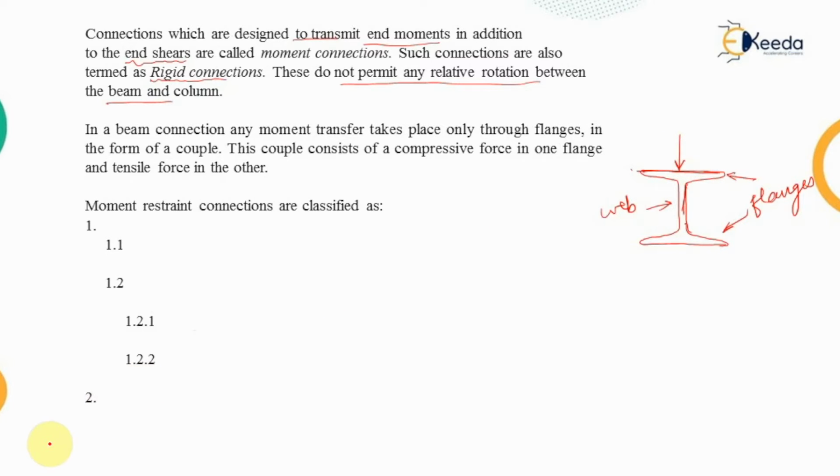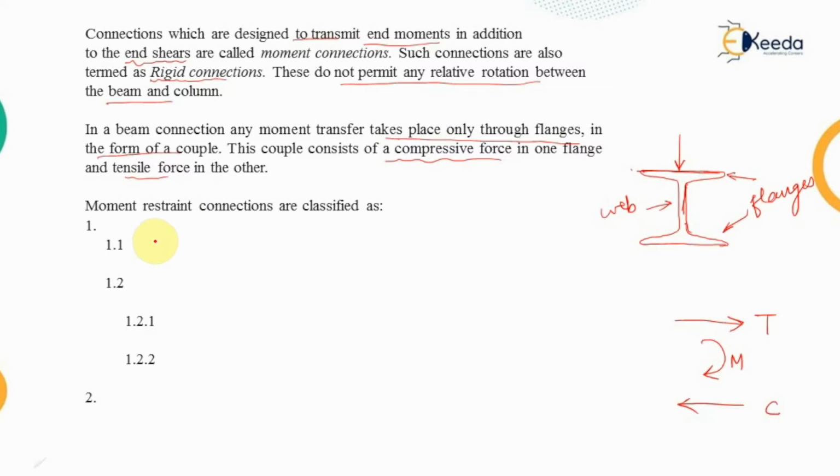While in the case of a moment resistant connection, the connection will transfer the moment through the flanges of the beam in the form of a couple. So in a beam connection, any moment transfer takes place only through the flanges in the form of a couple. That means equal and opposite reactions will be coming onto it. If on one flange there is a tensile force, then on the other flange there will be a compressive force, and together they will form a couple. That will be the moment which will be transferred.